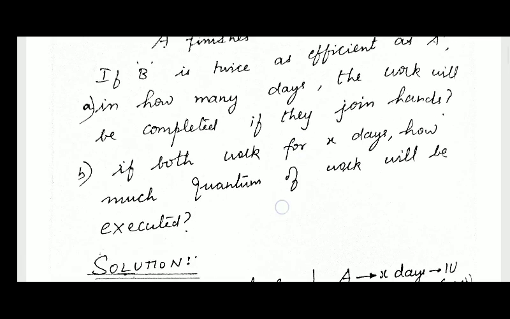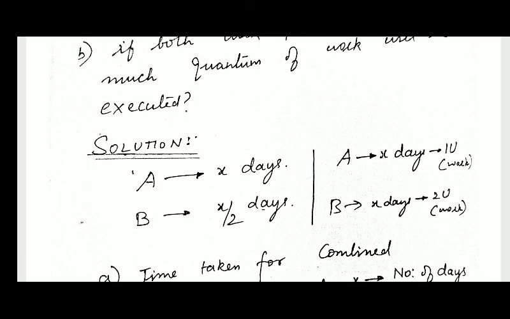First and foremost, efficiency can be looked at in two ways. As we have said, B is twice as smart as A, or B is twice as efficient as A. So when we are freezing the work, if A does a particular work in X days, obviously B can do it in half as much time. So B will take X by 2 days. Now if we are freezing the time, if A does one quantum of work in X days, B in the same X days can complete two quanta of work. So if A is completing 1 unit of work, B can complete 2 units of work in the same stipulated time.